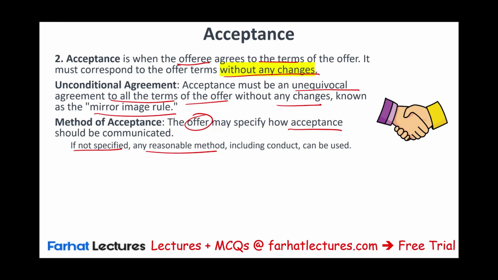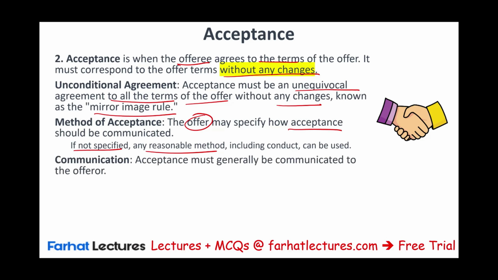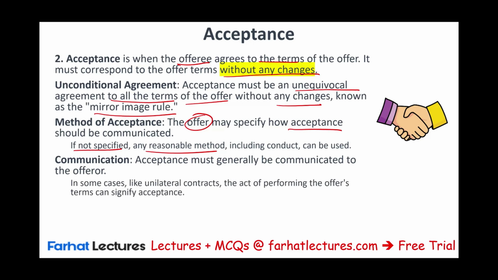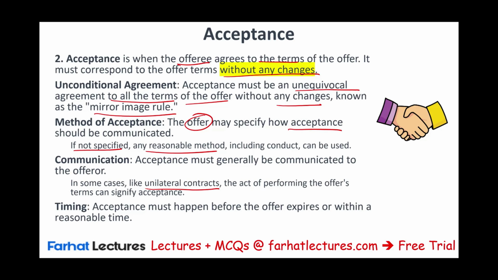But if the person making the offer says, I would like you to email me, then you have to email them. If they want a certified mail, then you have to use certified mail. If they specify, you have to follow that specification. Communication. Acceptance must generally be communicated to the offeror. You have to communicate to them. In some cases, like a unilateral contract, you have to act under those circumstances. This is how you communicate. And how about timing? Well, you have to accept before it expires or within a reasonable time.